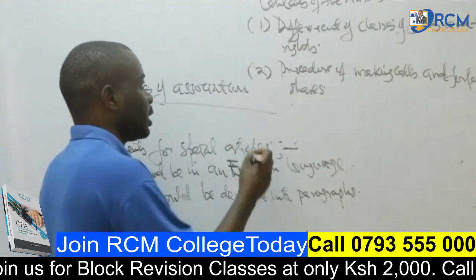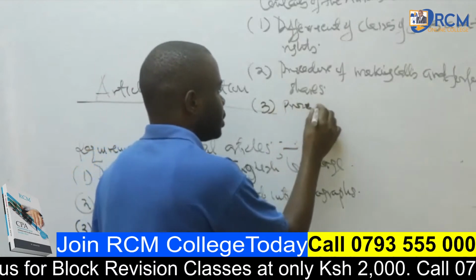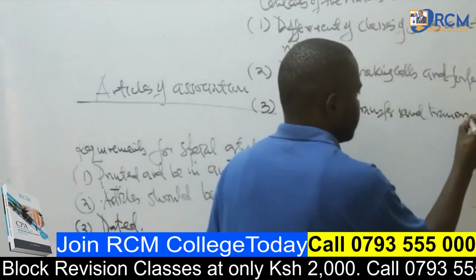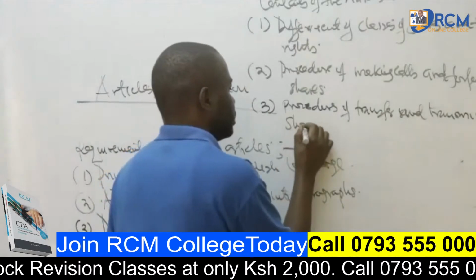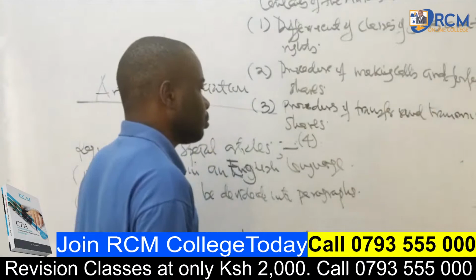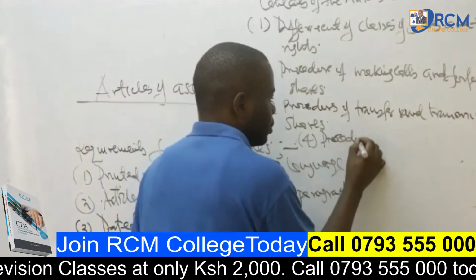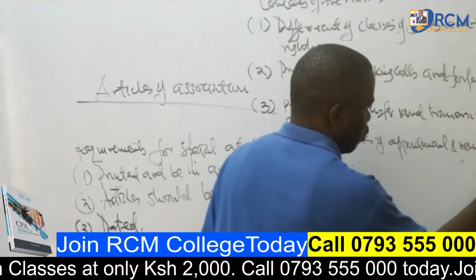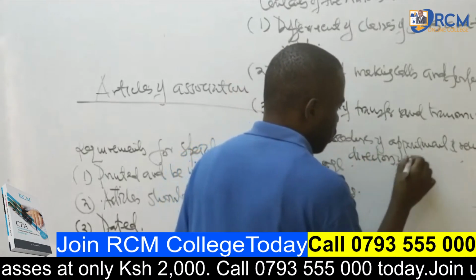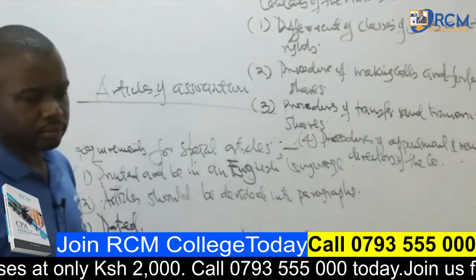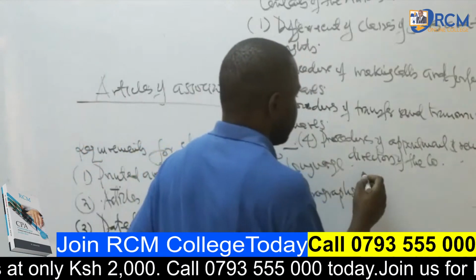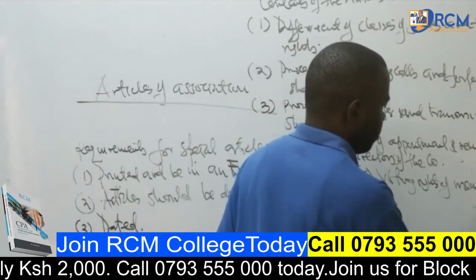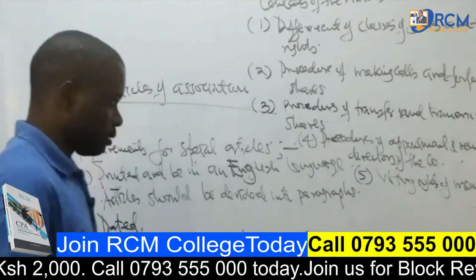Another thing that will be contained in the articles is the procedures of transfer and transmission of shares. Procedures of appointment and removal of directors of the company will also be contained there. Another thing that will be contained there are the voting rights of the members of the company.